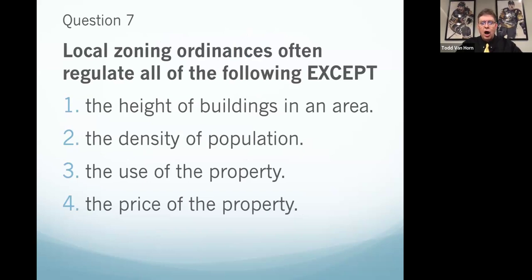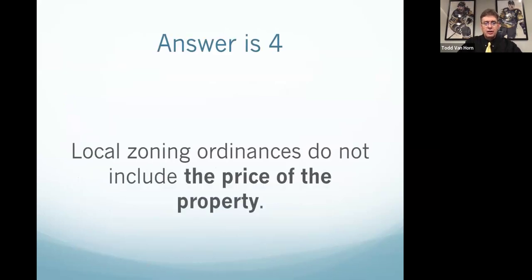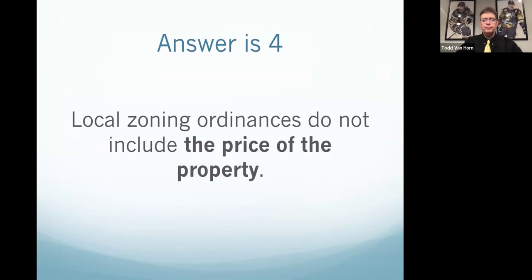Local zoning ordinances often regulate all of the following except the height of buildings in an area, the density of population, the use of the property, the price of the property. So again, go back and reread the question if you need to. Local zoning ordinances often regulate all of the following except what? What does it not regulate? It regulates 3 of those. The thing it does not regulate is, the answer is 4. It does not regulate the price of the property.